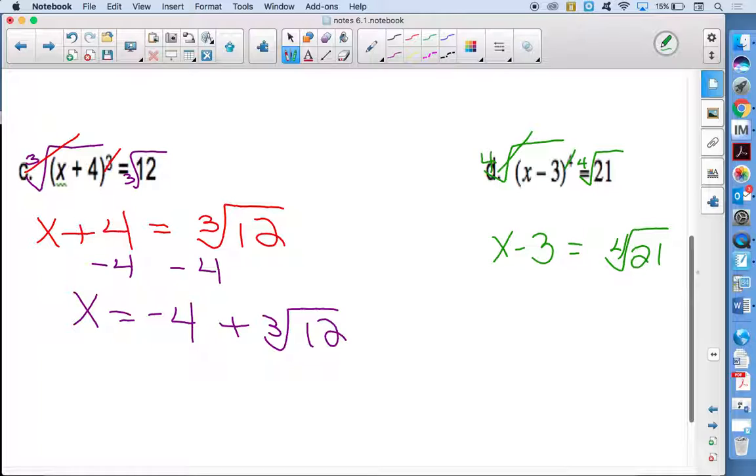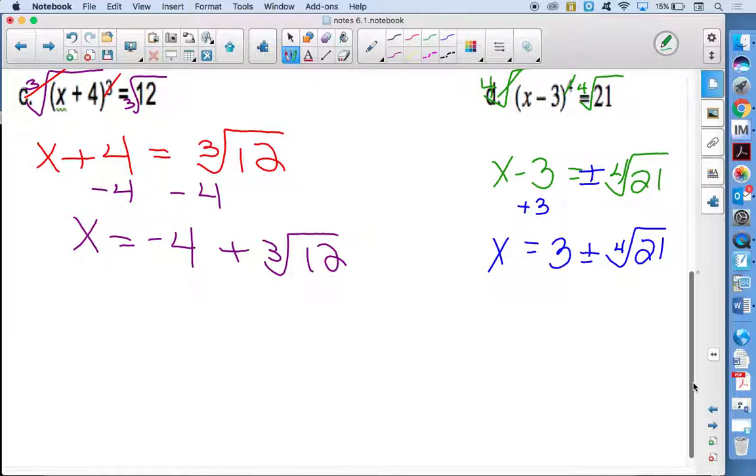Does that get a plus or minus in front of it? Yes, because 4 is even. So that's my plus or minus. The 4th root is an even root. So when you add the 3 to the other side, we have 3 plus or minus the 4th root of 21. Any questions with solving the equations?